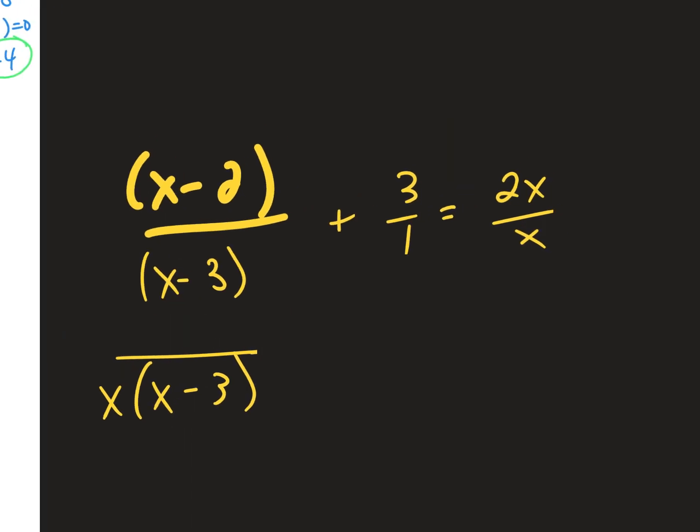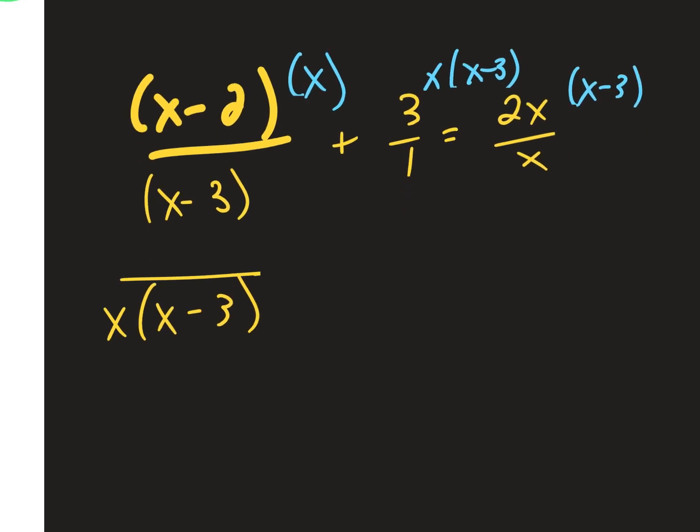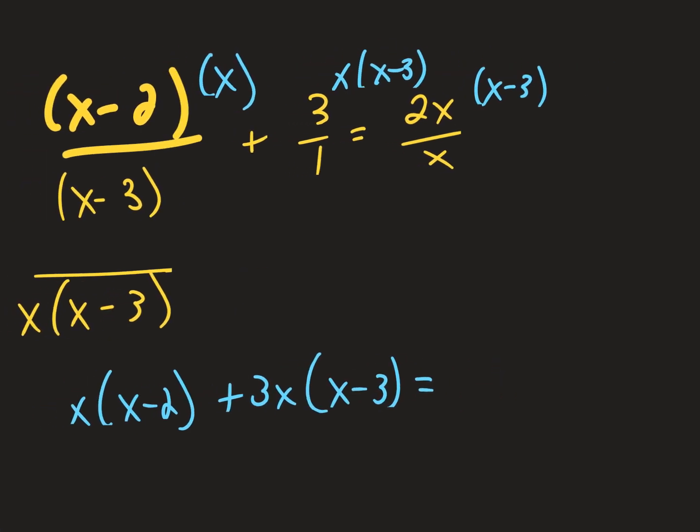So my first fraction has the x minus 3. What is it missing? It's missing the x. My second fraction has nothing, so we have to multiply by everything. And then my third fraction has the x. We're missing the x minus 3. So when we write out our numerator, we have x times x minus 2 plus 3x times x minus 3 equals 2x times x minus 3.